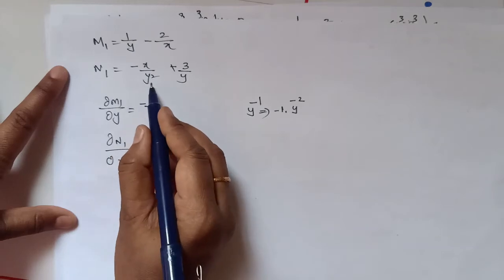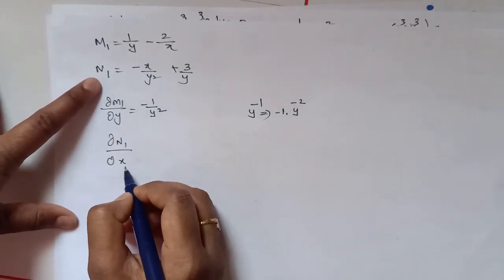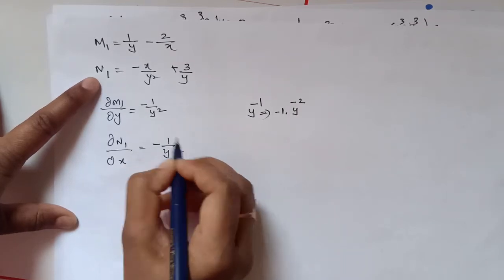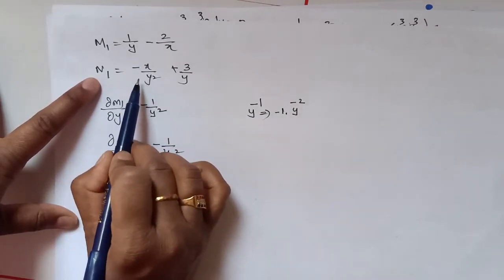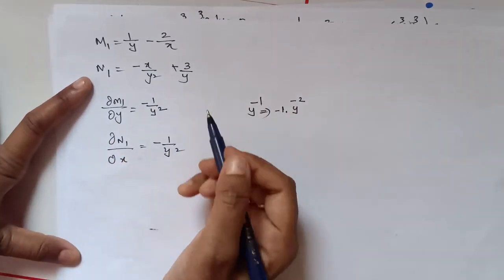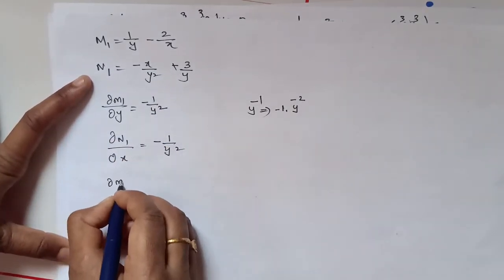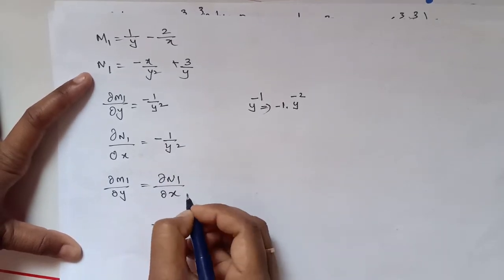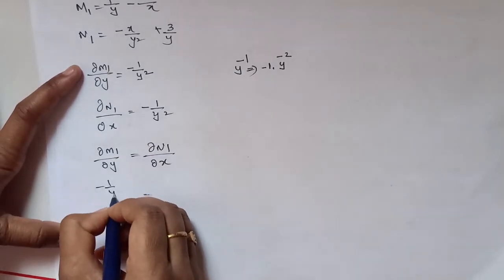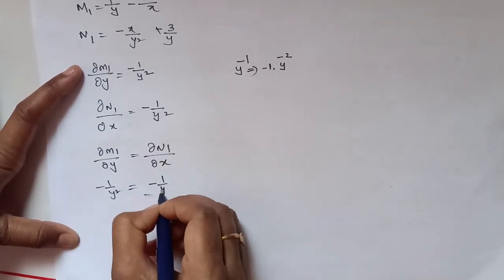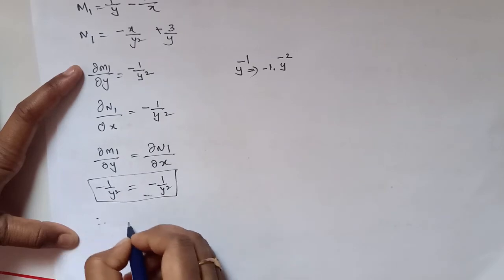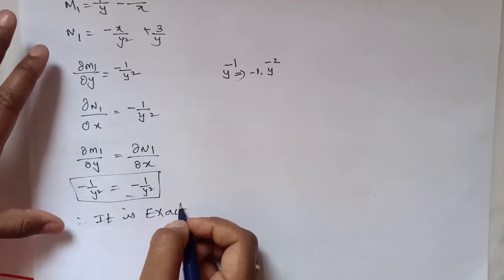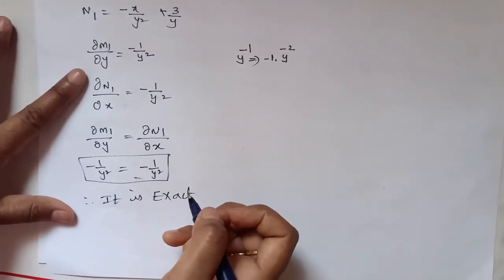Okay, and coming to the second term, dou N1 by dou x. Dou N1 by dou x is minus 1 by y square. We consider minus 1 by y square as a constant, and x differentiation is 1. Now look at these two values. Dou M1 by dou y is equal to dou N1 by dou x. Minus 1 by y square is equal to minus 1 by y square. These two are equal, no? Therefore it is exact. So we made it exact by multiplying with a suitable integrating factor.